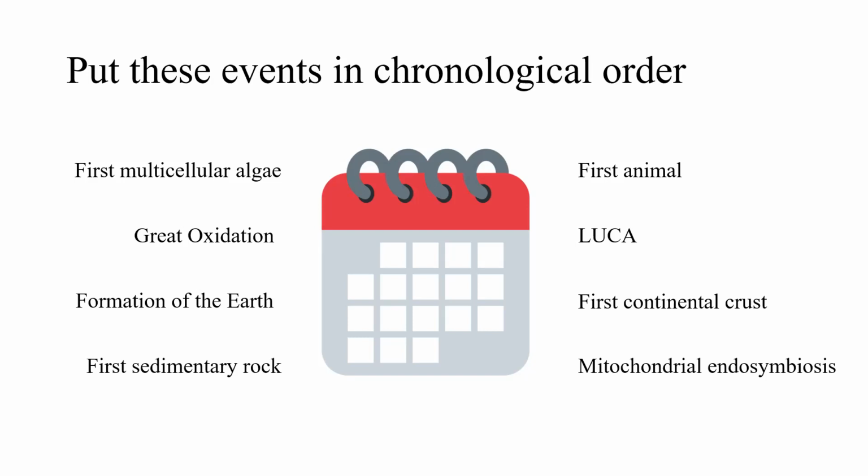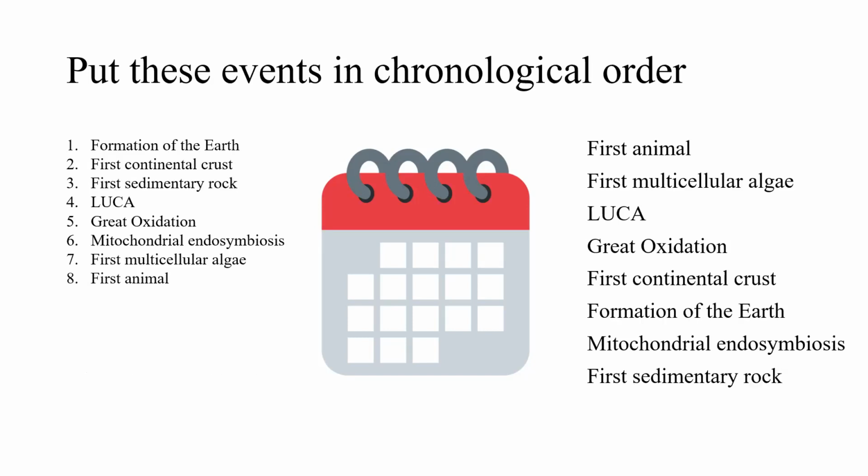So here's the order I would put them in, although there is a bit of an asterisk on the left there. This is just the list. This is the order I would put those things in. Anybody have something that differs from that, or a question, or a concern? It makes sense to me: you've got to have an earth before you have a continent. You've got to have a continent before it can erode and make a sedimentary rock. Things like that make sense to me.